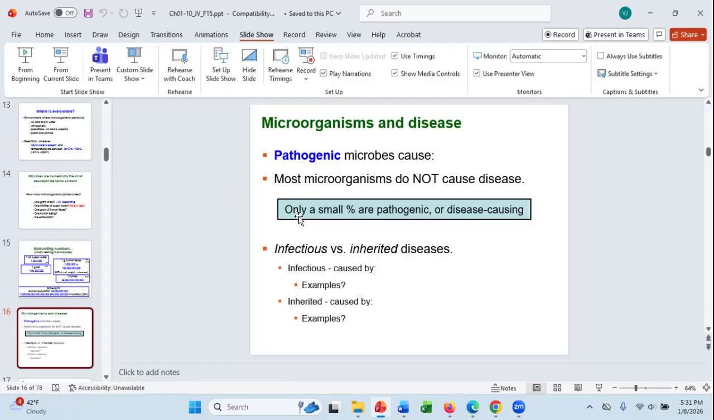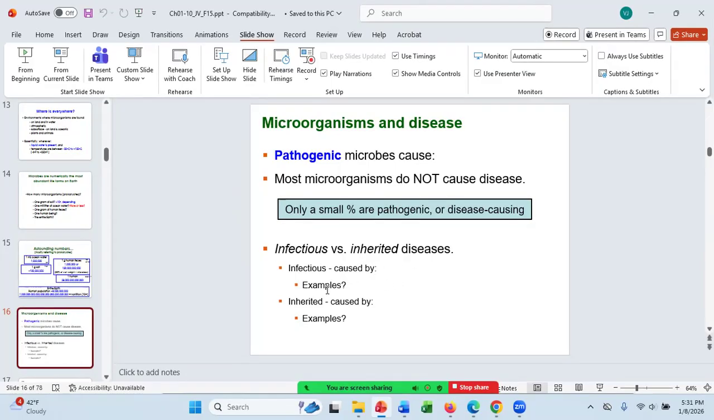When we're talking about diseases, it's important to distinguish between an infectious disease and an inherited disease. An infectious disease is a disease caused by a microorganism or a worm, and an inherited disease is one that a person is born with. So, 2 types of diseases. Can anyone give me a name of an infectious disease?